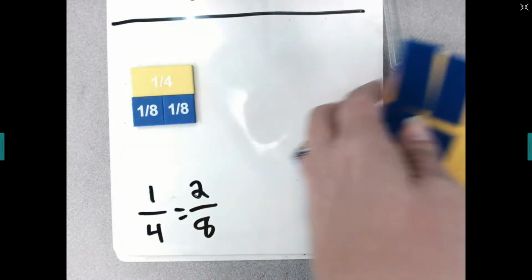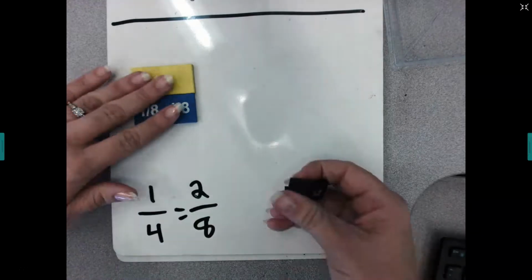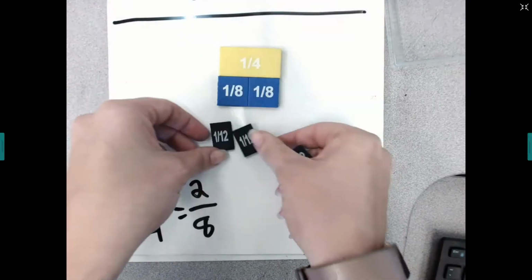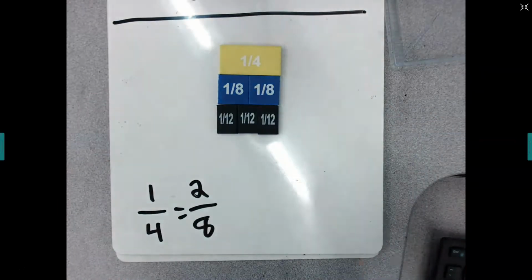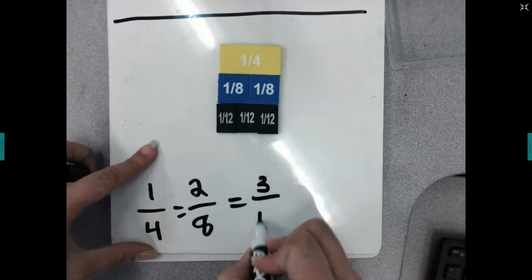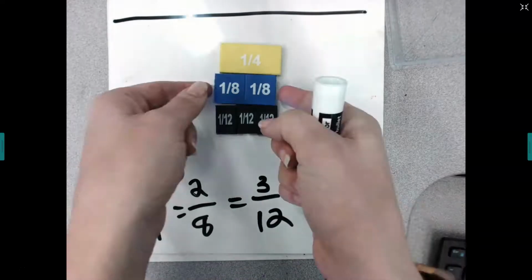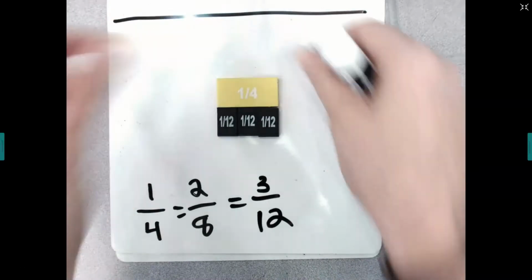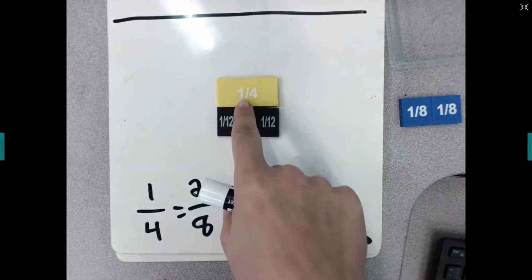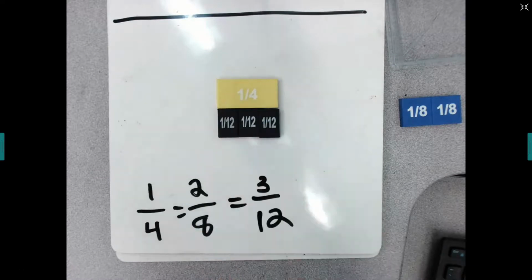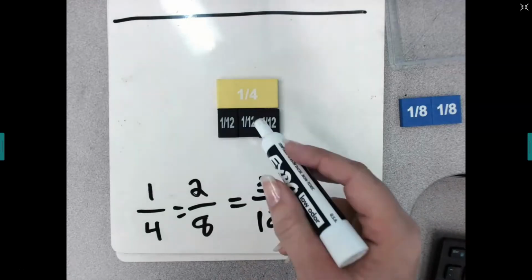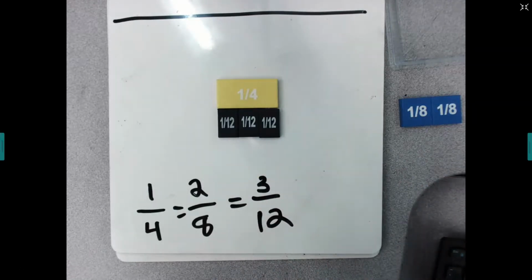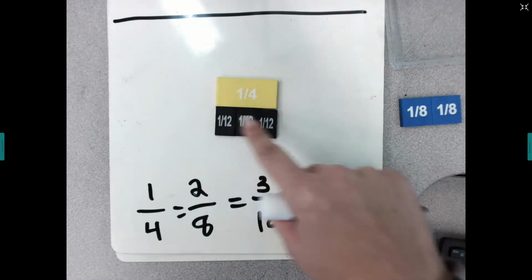Now let's look at one more equivalent that I can make with my tiles here. Okay. Here I've got 3/12. So we're just looking at the 12ths here. I can see that if I take each of my 1/4 and I split it into 3 pieces this time, instead of just 2, that means I'm going to be splitting my model into 12 pieces. So I don't have 12ths with my other tiles, so we'll just have to imagine it by looking at this.